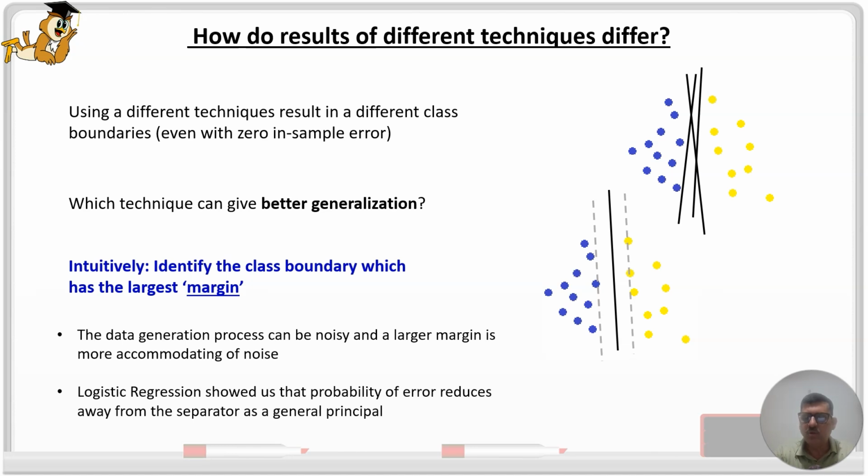We will talk about this a little bit more theoretically towards the end of this lecture, but for now I think it is acceptable to say that intuitively the class boundary that maximizes the margin is the one that is likely to give you the best generalization, and therefore I would like to find a class boundary that has the maximum margin. Okay, great.